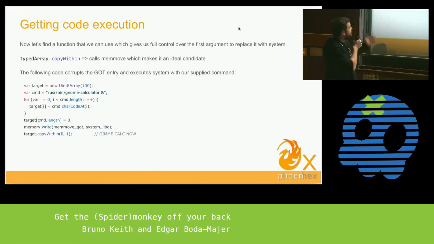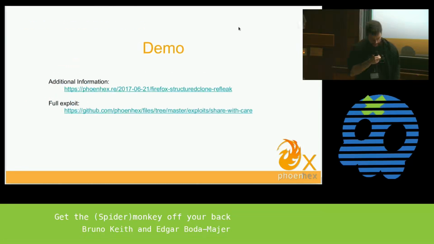And basically for that, we use the copyWithin function, which is defined on typed arrays. copyWithin actually uses memmove. Memmove's first argument is a pointer to memory. So by using this small snippet of code that you see here, we create a typed array. We write the bytes of the command we want to execute to that typed array. And then using our arbitrary write primitive, we just replace memmove with the address of system. And by calling copyWithin, it will actually call system with that string. And Edgar is going to be doing a demonstration of that now.